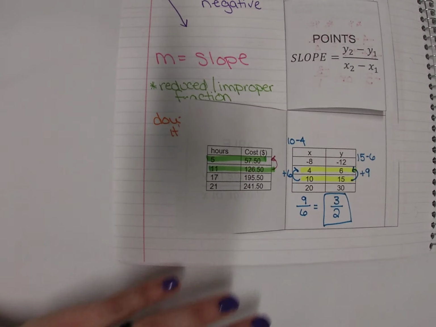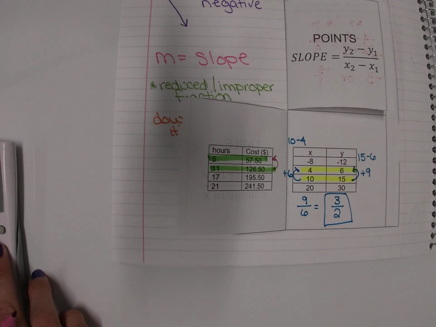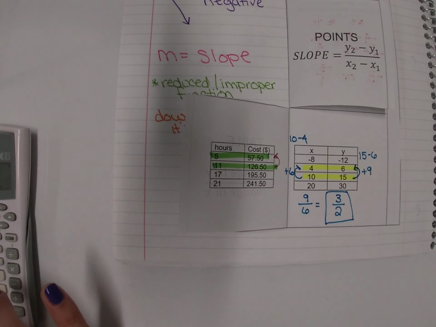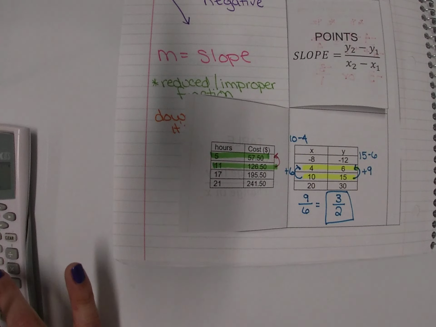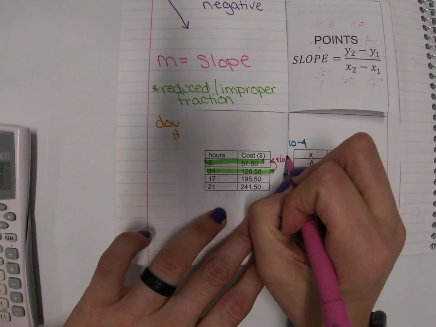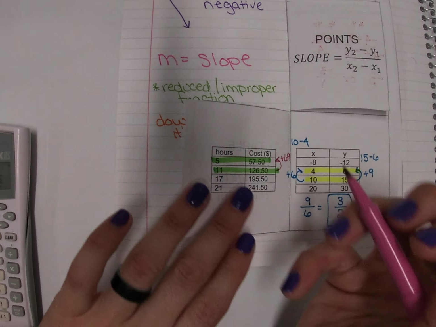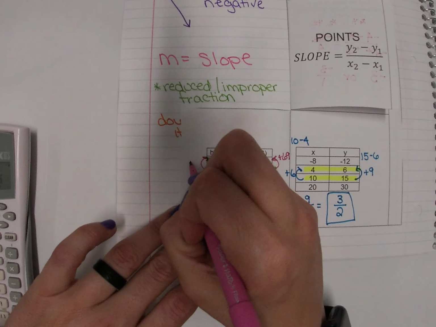Now, in my head, I don't just magically know what that value is, so I'm going to do what I said we could do over here and take that 126.50 minus 57.50, which gives me a positive 69. And on my other side, I'm going to do 11 minus 5, which gives me a 6.